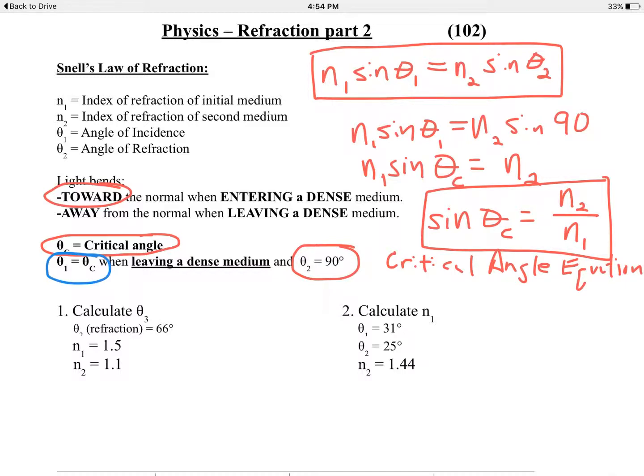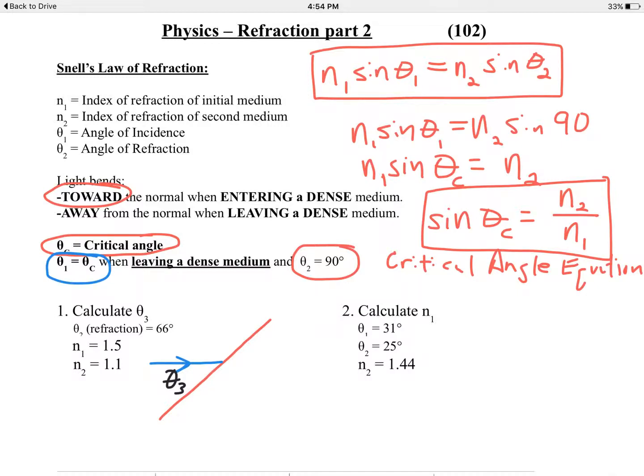In a situation, I'm going to make up a situation, for example, like this. Let's say we have some kind of surface that's at an angle, and it says n sub 1 is 1.5 and n sub 2 is 1.1. This is going to represent, let's say, light going sideways, hitting this surface at an angle. And what I'm going to be calculating at the end here is this angle right here, theta sub 3. I'm going to call this theta sub 3.